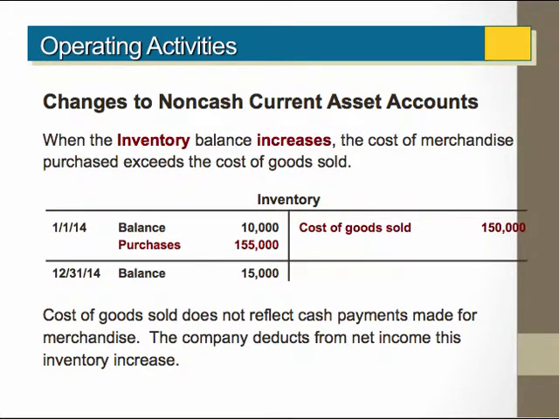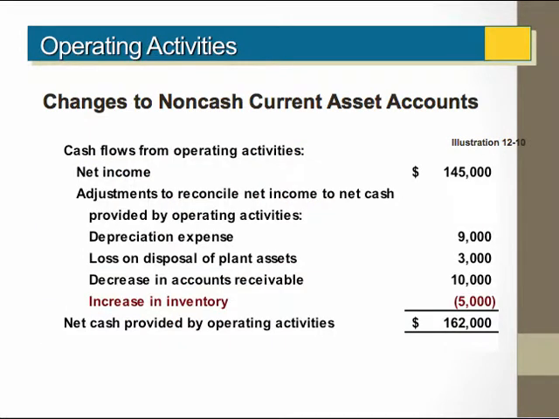So what about inventory? Now, if inventory goes up by $5,000, it's kind of like we've used an additional $5,000 to purchase inventory. So if inventory goes up, we have to decrease the cash as if we were using cash to buy additional inventory.